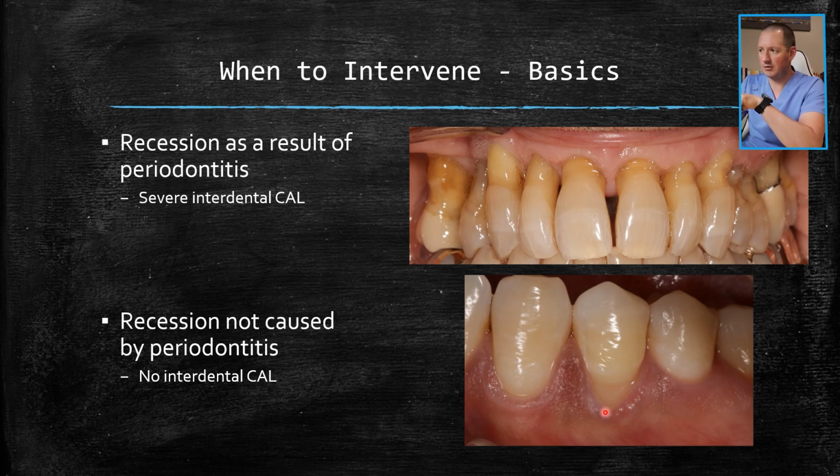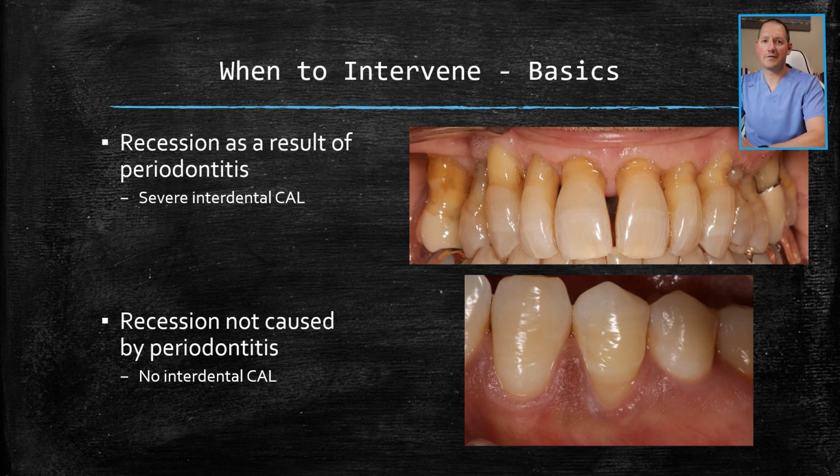We don't see any interdental clinical attachment loss. And if I showed you the x-ray, the bone levels look great. This patient is not at risk for losing this tooth due to recession, or even due to periodontitis, because they don't have any disease that's causing any interdental bone loss. He just has some recession right here. And this case on the bottom is very different from this case on the top. It's important to know the difference.